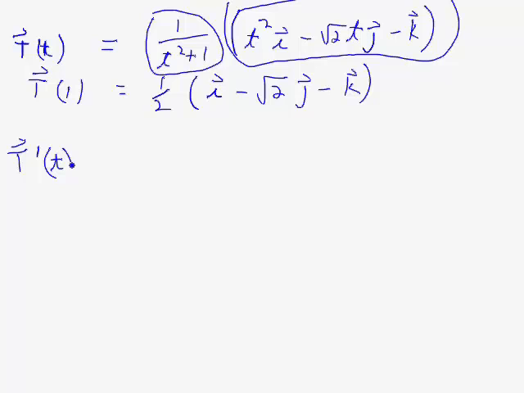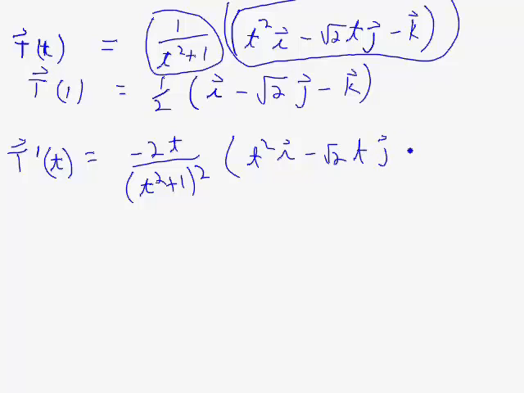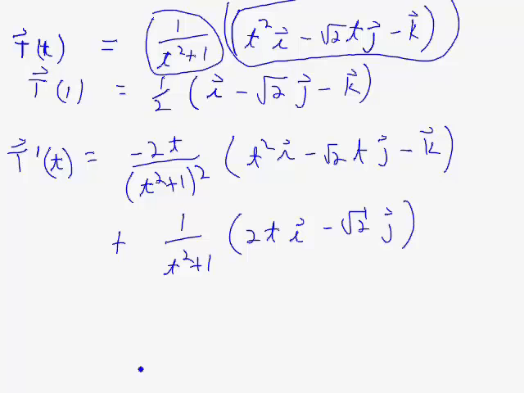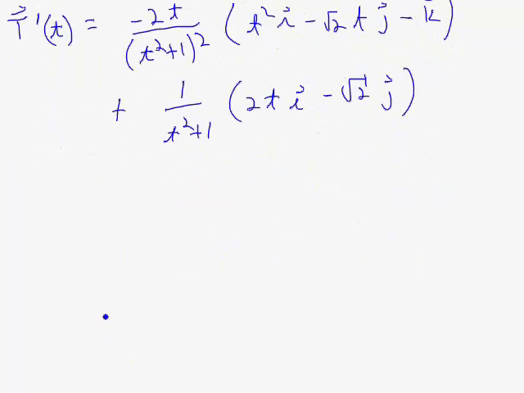So T prime of t is going to be, I'm going to take the derivative of the first, and that turns out to be negative 2t over t squared plus 1 quantity squared. You can verify that. Okay, so the derivative of the first times the second plus the first, 1 over t squared plus 1 times the derivative of the second, which is just 2ti minus root 2j. Now at this point, since we're just looking for N of 1, we can go ahead and find T prime of 1 and then use that result to find N of 1.